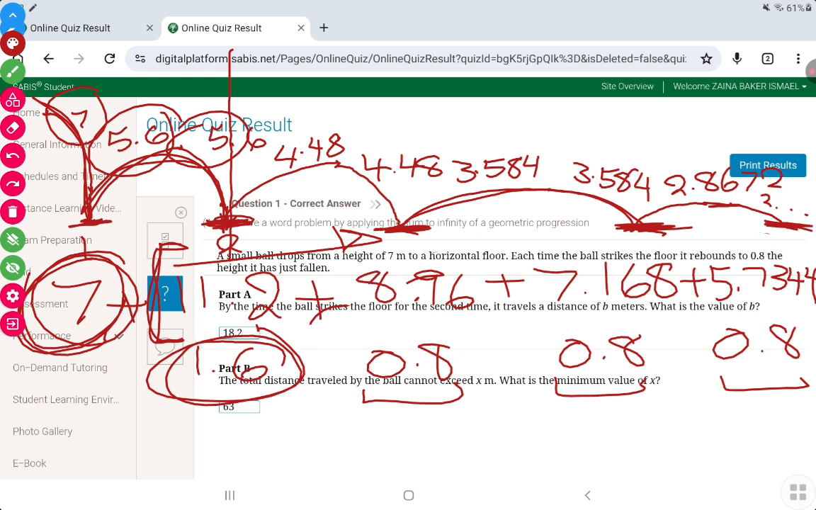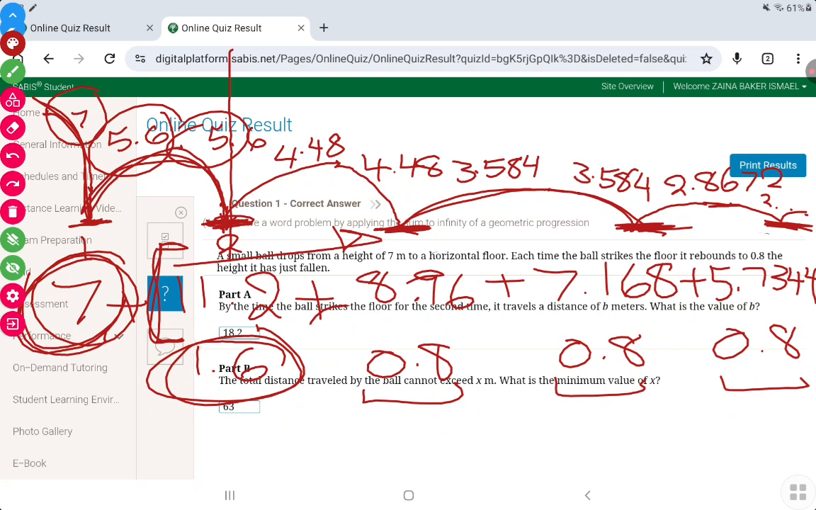Here when I stopped, I still could have continued. There's just no space in the page. That's why I stopped. But I could keep going times 0.8 and it would still be correct. So the numbers we have here, they're infinite.